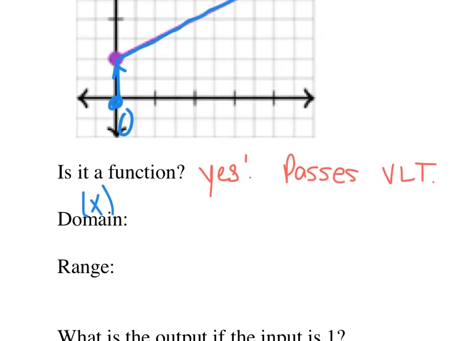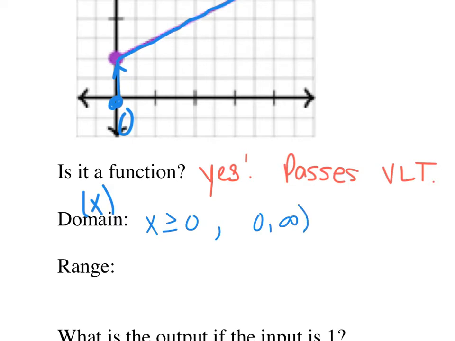So if I want to write it in inequality notation, I can say that x has to be greater than or equal to 0, which is the exact same thing as saying 0 to infinity. Remember, I always put a parenthesis around my infinity, and since it's a shaded or a closed circle, I'll put a bracket around my 0.